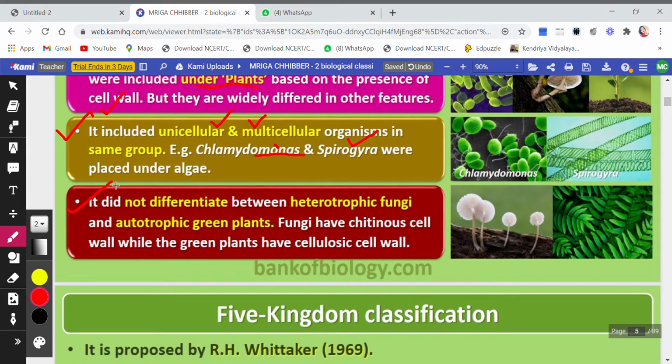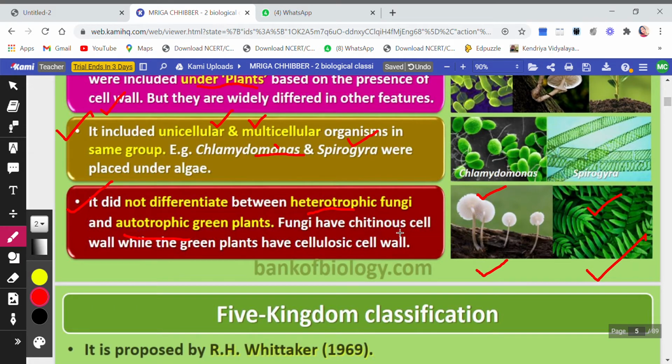Then it did not differentiate between heterotrophic fungi and autotrophic plants. Now, you know what heterotrophic means? Those who cannot make their own food but depend on others for their food. So heterotrophic fungi and autotrophic, those who can make their own food, were not differentiated. They were placed under the same category. How can we consider fungi and plants to be under the same category? One is heterotrophic, they cannot make their own food, but these can make their own food.